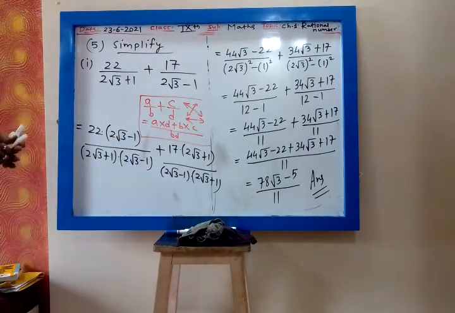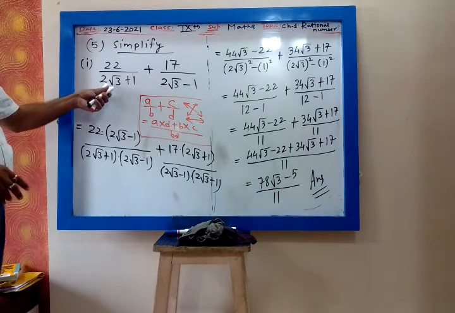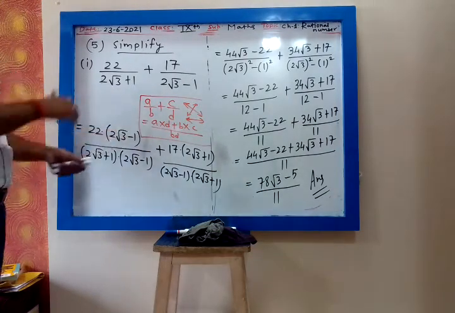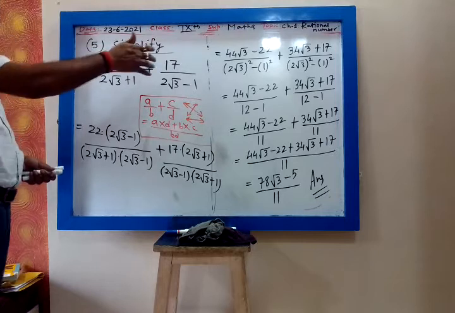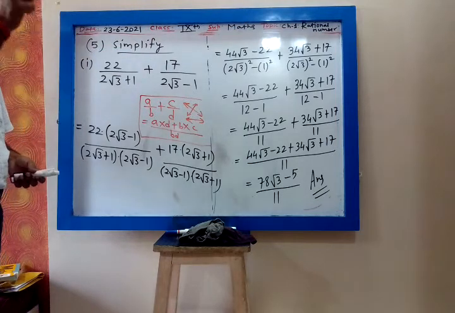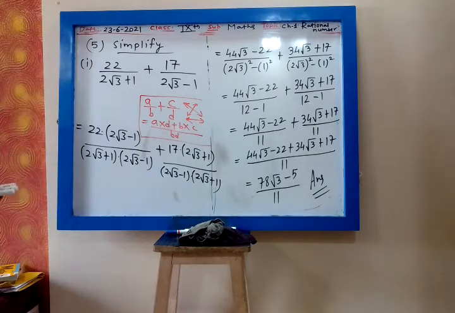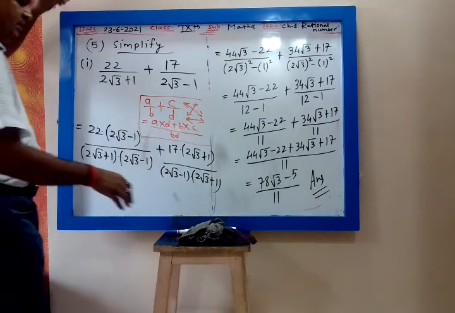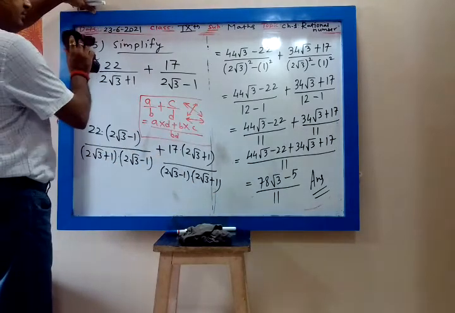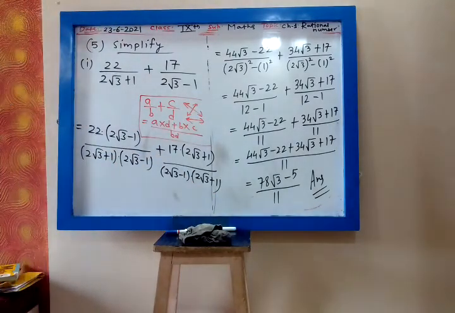Clear? So in this, there are two terms, so this method works. But if there are more than two terms, then the working method will be you rationalize the denominator of each term and simplify. Rationalize the denominator of each and simplify. So the answer is 78 root 3 minus 5 upon 11. Correct?